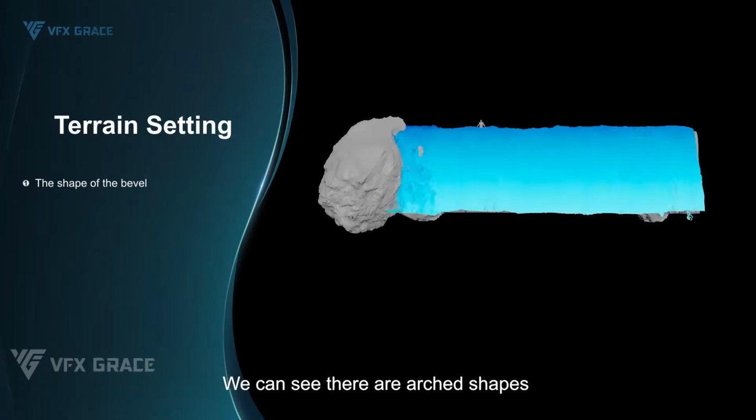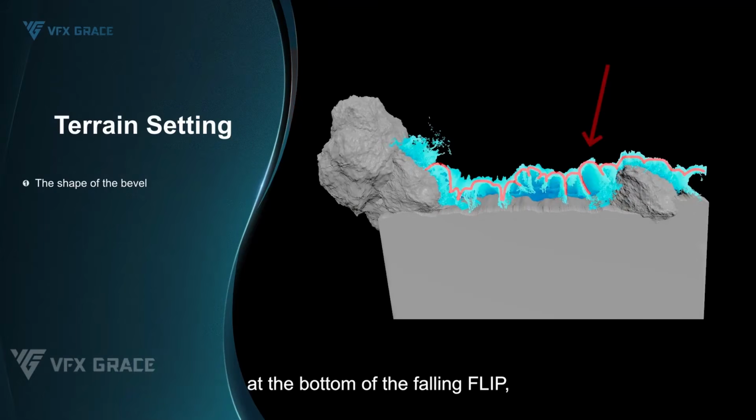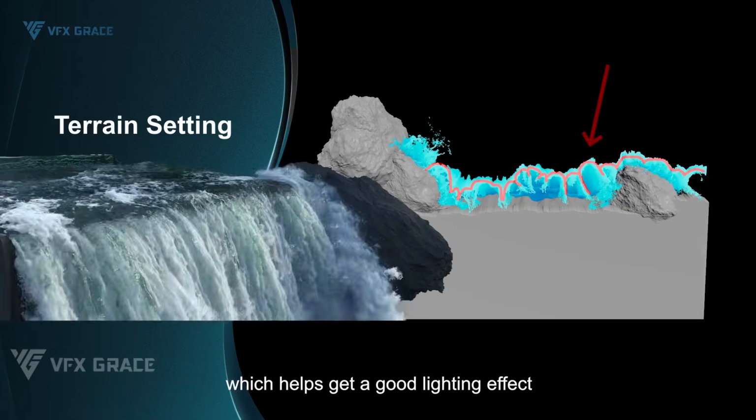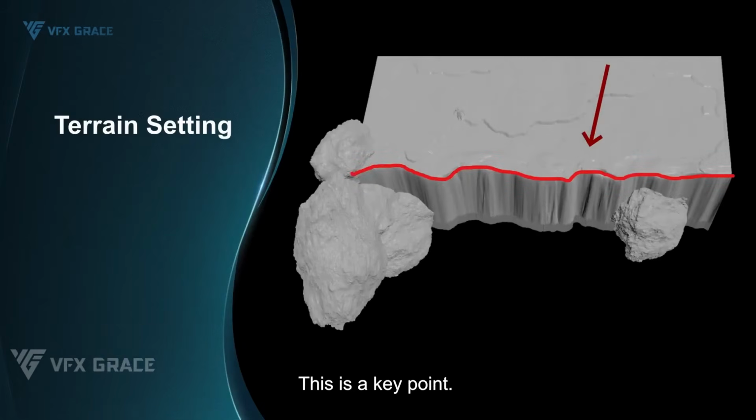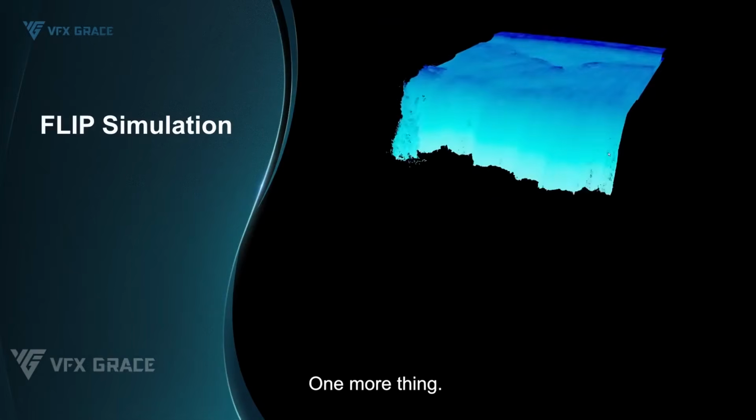We can see there are arched shapes at the bottom of the falling flip, which helps get a good lighting effect and brings some sense of layering. This is a key point. One more thing.